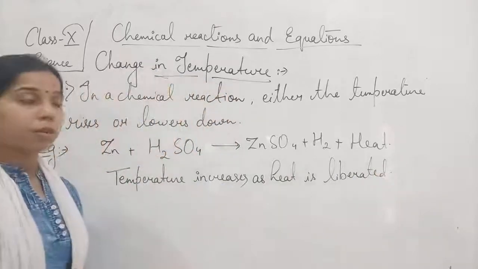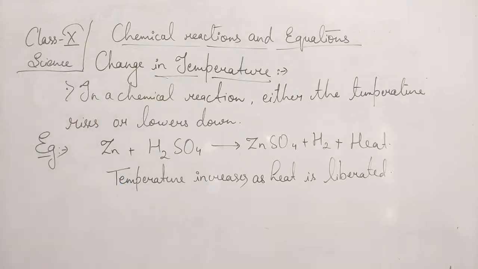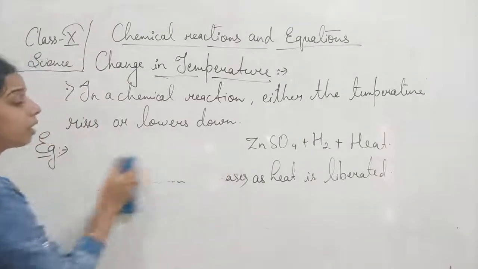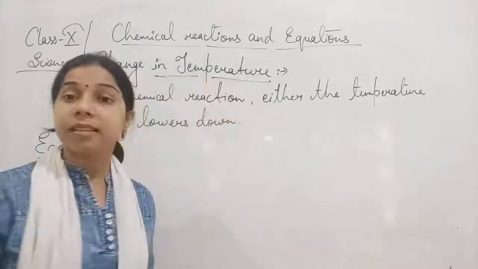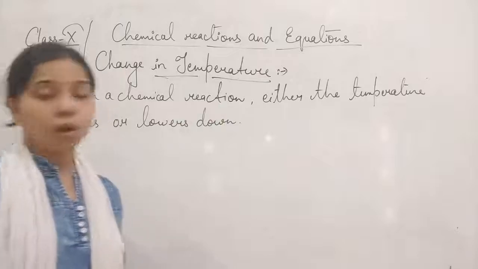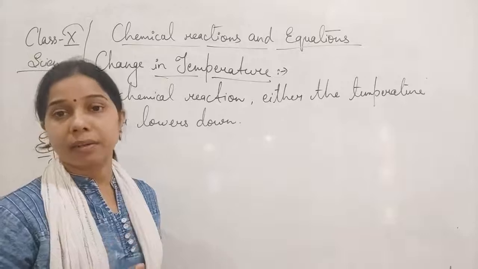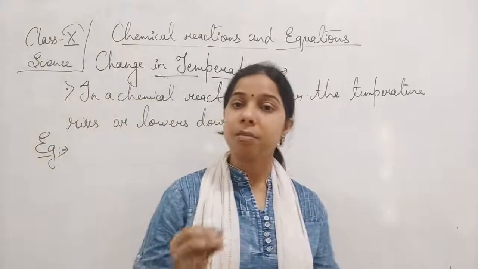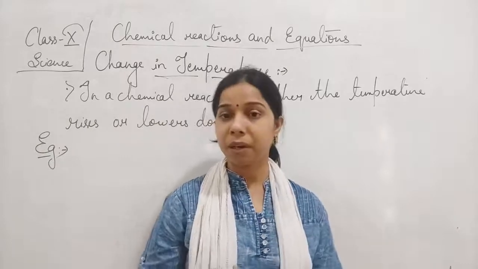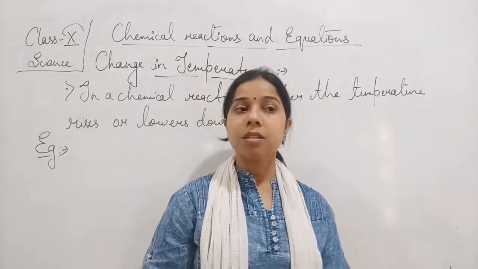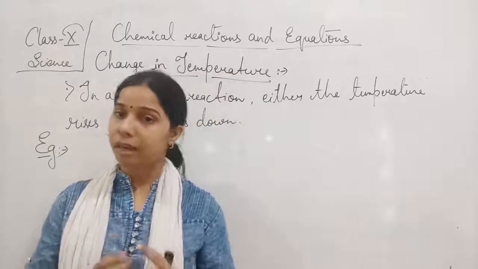Okay, as heat is liberated, so we can say the temperature increases. Moving on and see the next example in which the temperature decreases as heat is absorbed. So, if we take an example of barium hydroxide. When barium hydroxide is mixed with ammonium chloride, there is a formation of barium chloride, ammonia, and here for the reaction to take place, they need energy.